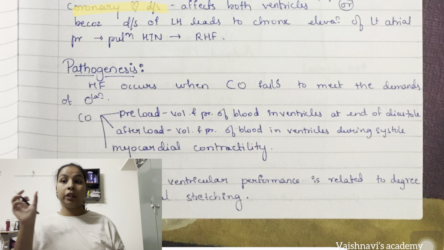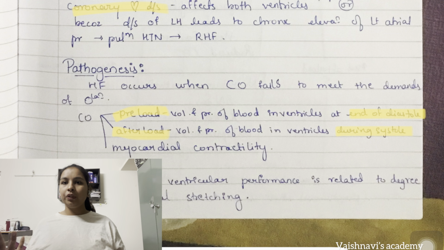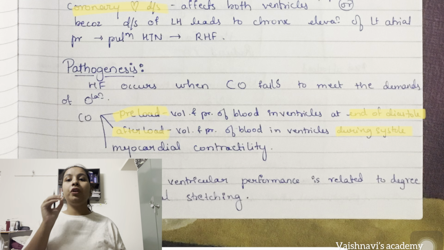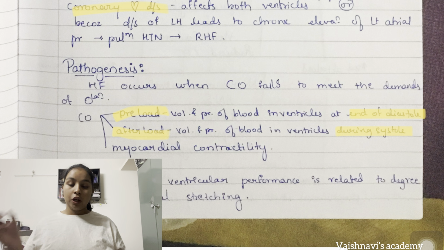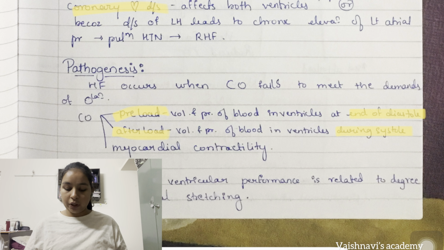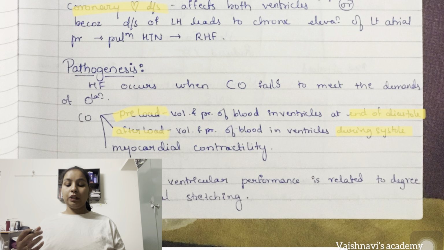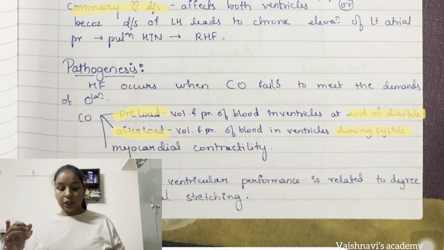Okay, whereas afterload is volume and pressure of blood in ventricles during systole. Then we know myocardial contractility. If any of these is affected, we have heart failure. Now what is Starling's law? What do we understand by Starling's law? It is that ventricular performance is related to degree of myocardial stretching.